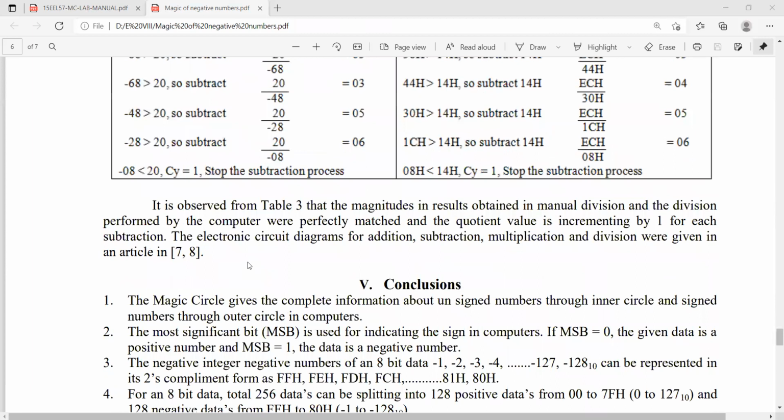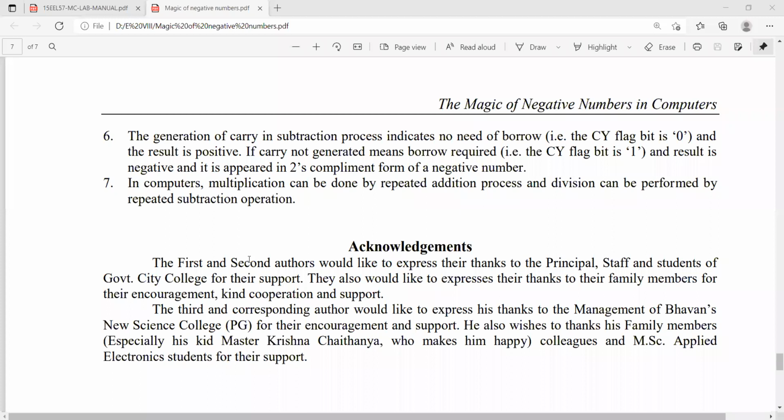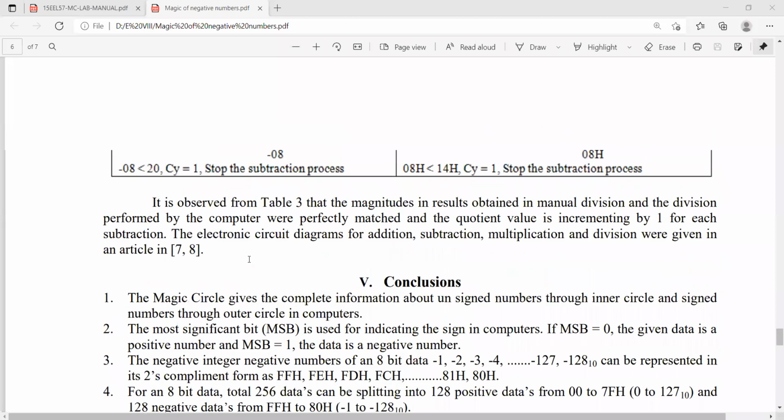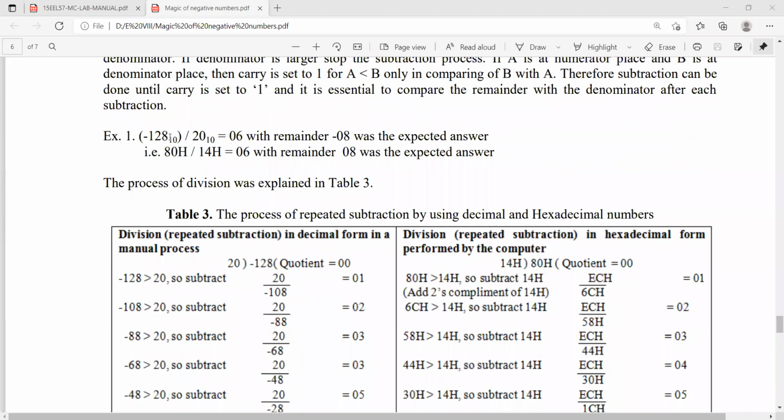So this is a page. In this paper all the details have been given. So here it is the repeated subtraction. Repeated subtraction you have to perform. So here it is a negative number, minus 128 divided by 20. So 128 by 20.